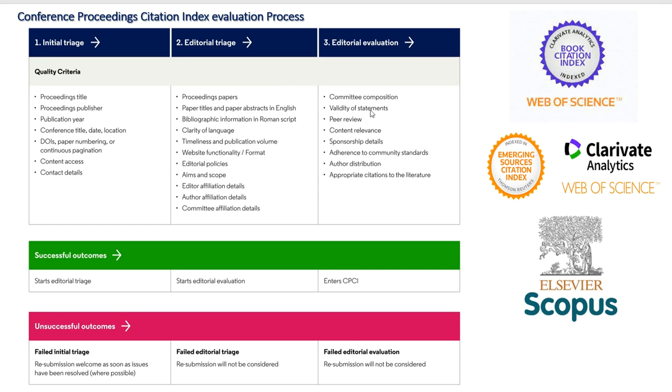Next, editorial evaluation. Finally, evaluate the, and after that editorial trace, finally go to the editorial evaluation.